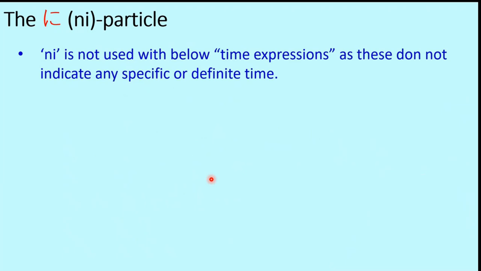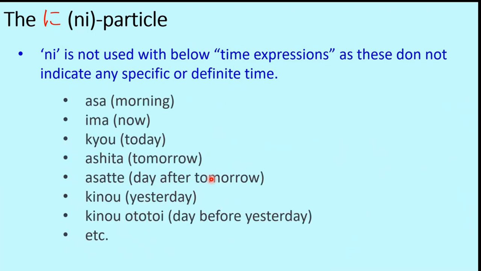Ni is not used with the below time expressions, as these do not indicate any specific or definite time. So what does that mean? For example, asa, which means morning. Ima is now. Kyo, ashita, asatte, kino, ototoi. We have explained all these in previous lessons. These are time expressions where no specific time is mentioned, but are generic. For example, asa is morning.